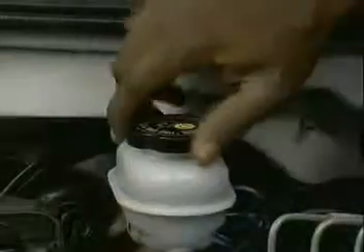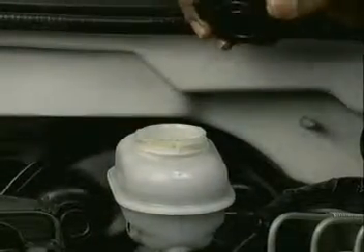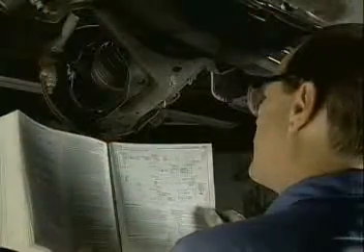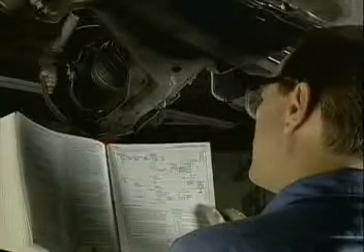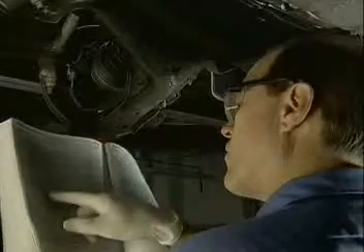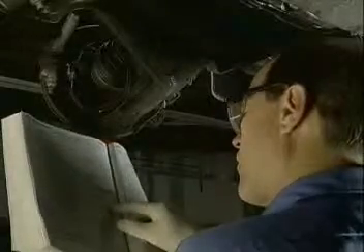Low fluid levels can be visually confirmed by checking the fluid reservoir. Low accumulator pressure in the ABS actuator is an indication of a failing or failed ABS high-pressure pump on integral-type ABS systems. Follow the troubleshooting procedure in the manufacturer's service manual to confirm the failure. Failed high-pressure pumps will require that the ABS actuator be replaced.